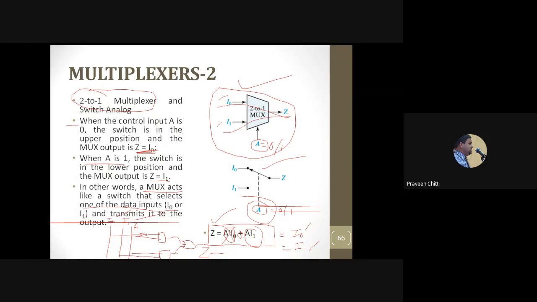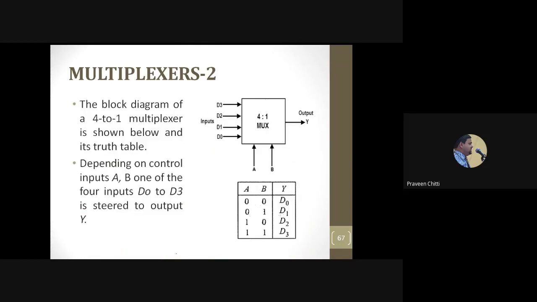All of you understood it? Any doubts here? Clear? Right. So if it is clear, we'll move further. So you can see here now, what is this mux? 4:1 mux.